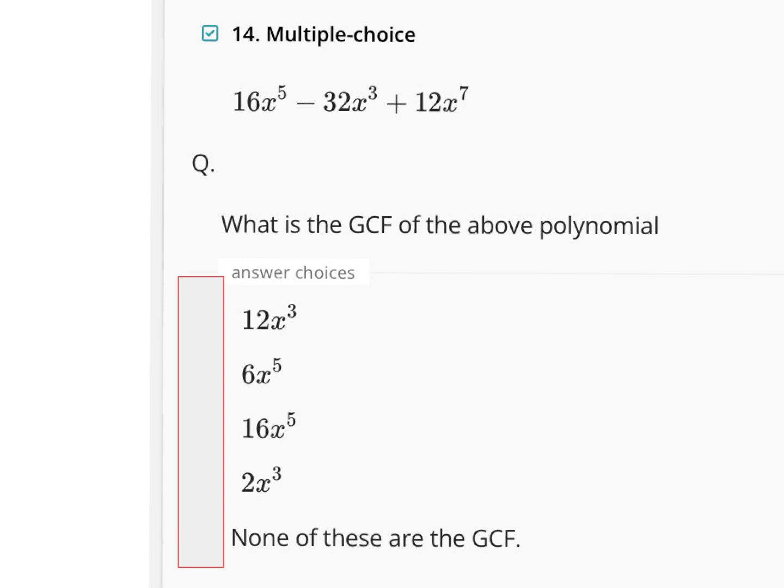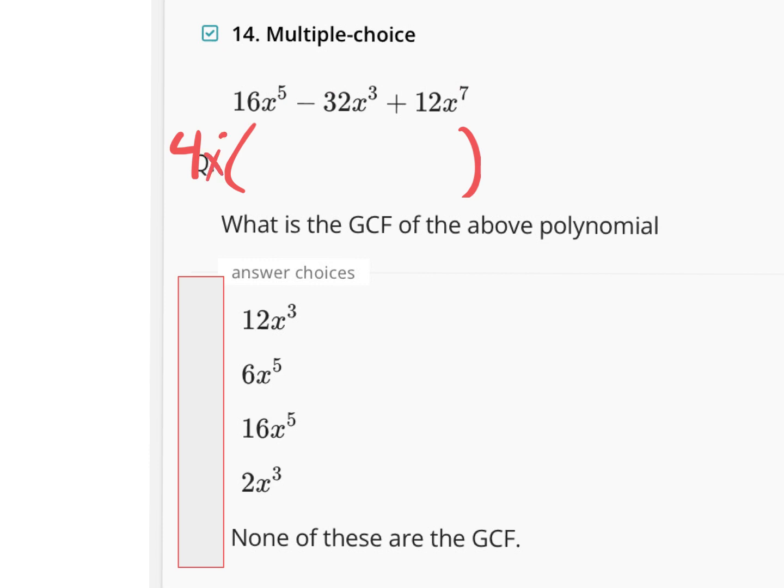And the answer is yes, right? 4 will go into 16. 32 is divisible by 4, and 12 is divisible by 4. And if you try other bigger numbers like 6, it won't work. 8, it won't work. So yeah, 4 is the greatest multiple that you could pull out. And then in addition to that, let's pretend that we're factoring, okay? You could pull out a 4, but you could also pull out x's. You see, there's 5 x's here, 3 x's there, 7 x's there. Question is, what's the greatest amount of x's you could pull out of all 3 terms? And that would be x to the 3rd.